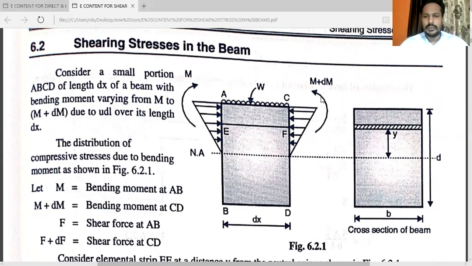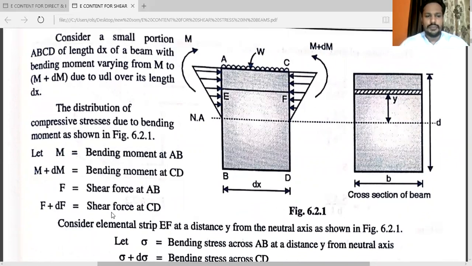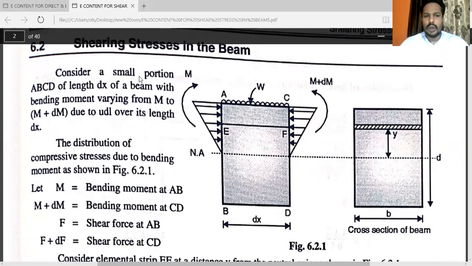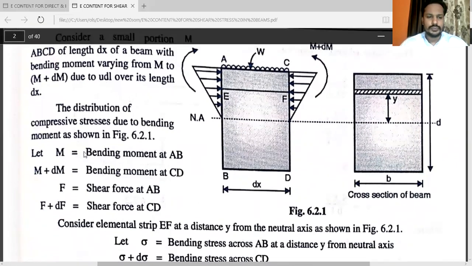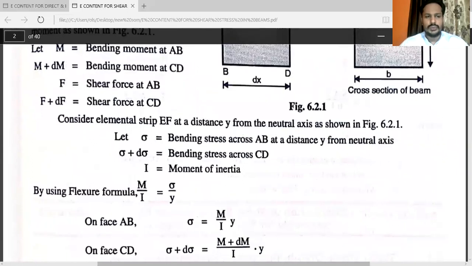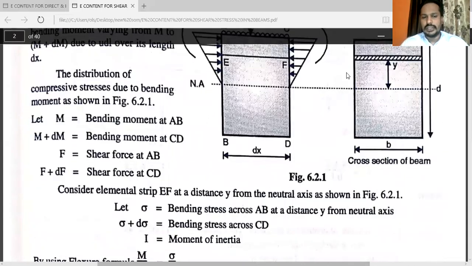Here you can see M, that is the bending moment at AB, and M plus dM, that is the bending moment at CD. F is the shear force at AB. F plus dF is the shear force at CD. This is a small portion ABCD of length dx of a beam with bending moment varying from M to M plus dM due to UDL over its length dx. Now consider an elemental strip, that is EF, at a distance y from the neutral axis. You can see here, this is the elemental strip.